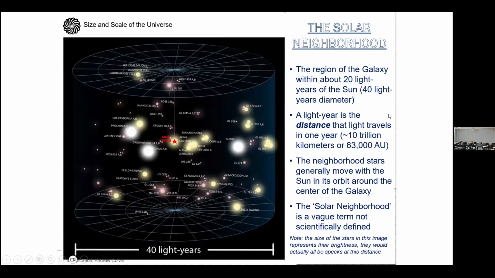And then we get into the fun stuff. That's the solar neighborhood. If we get outside the solar system, we're looking at the solar neighborhood. That's the region of the galaxy within about 20 light years of the sun. So it's an area about 40 light years in diameter from the sun.